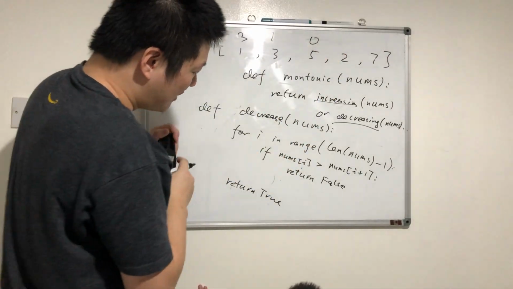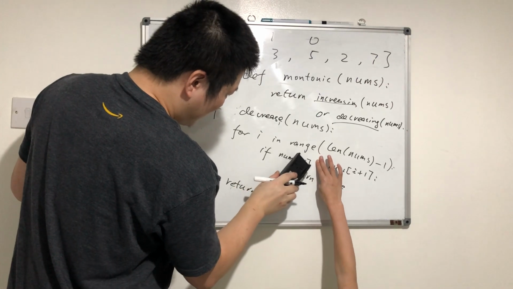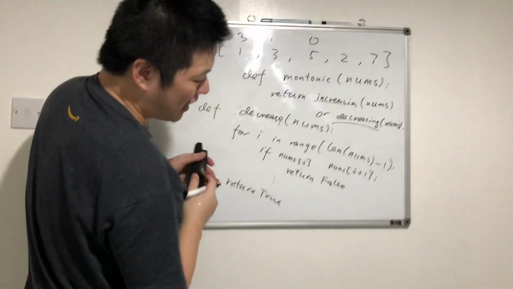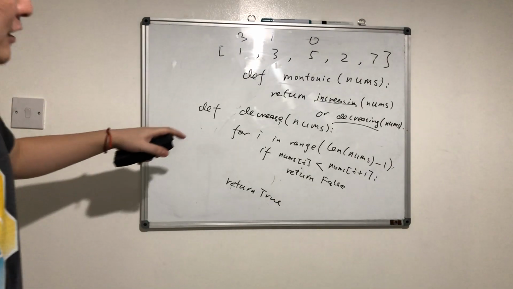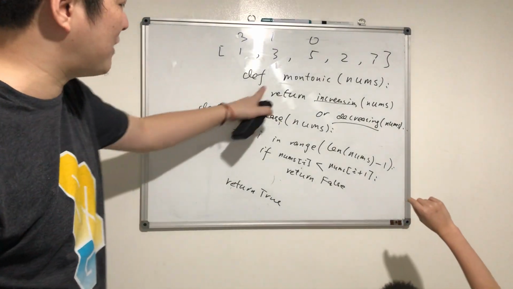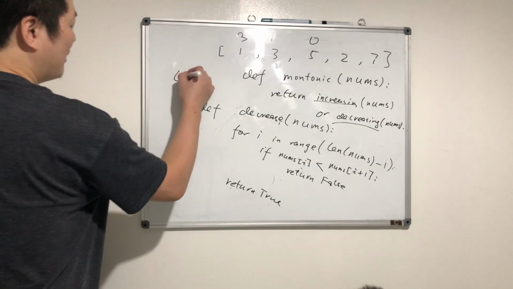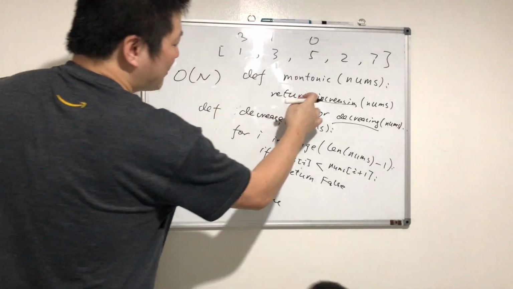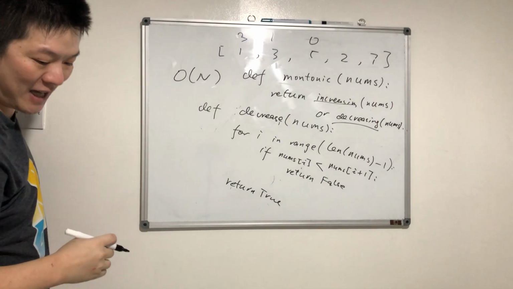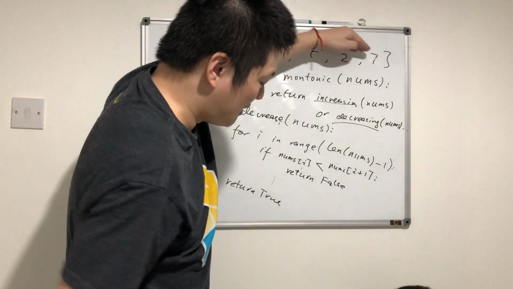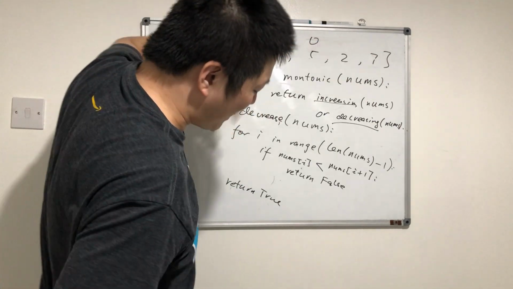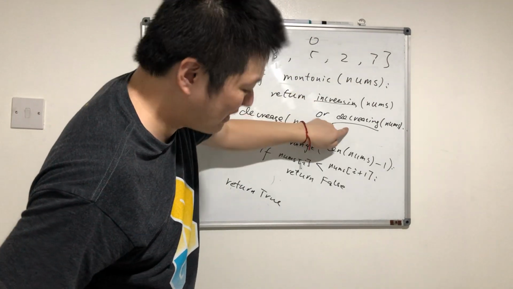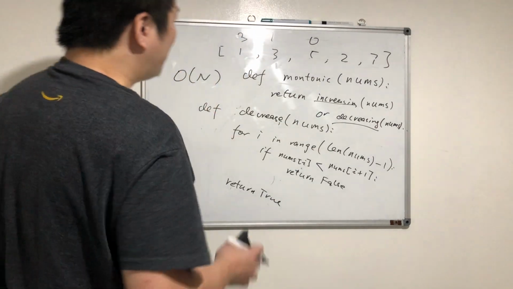Put it the opposite way, which is smaller. Go ahead. So, what's the time complexity of this function? O(n). Yes. But you need to go through this array twice, right? The first time to check if it's increasing, and the second time to check if it's decreasing. Can we do better?